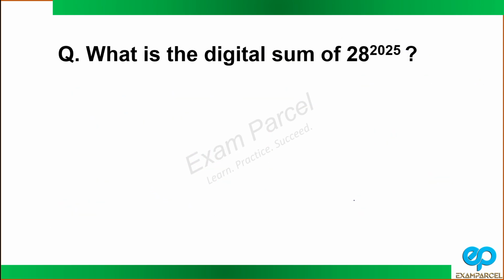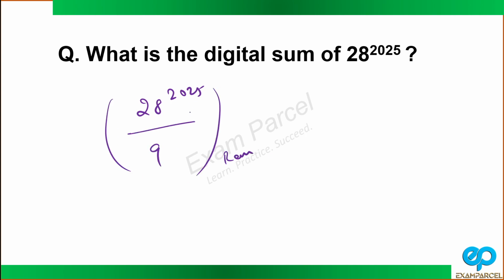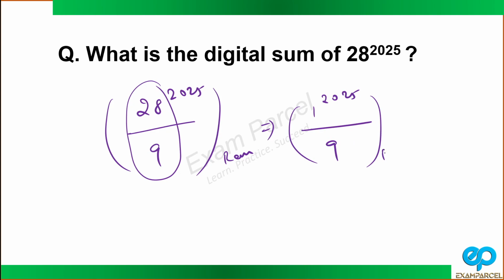What is the digital sum of 28 raised to the power 2025? Again the same way, 28 raised to the power 2025 by 9. What is the remainder? This question is equivalent to that one. Now 28 by 9, the remainder is 1, since 9 into 3 is 27. So 1 raised to the power 2025 by 9, remainder, is nothing but remainder 1. So this is the digital sum also. So the correct answer is 1.